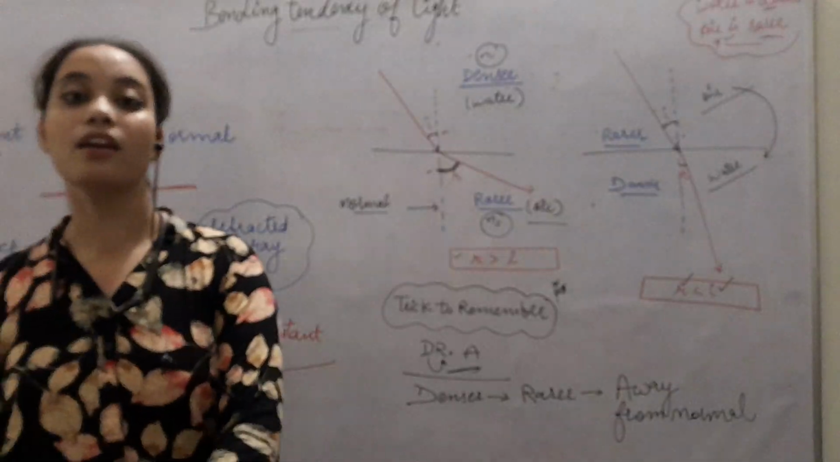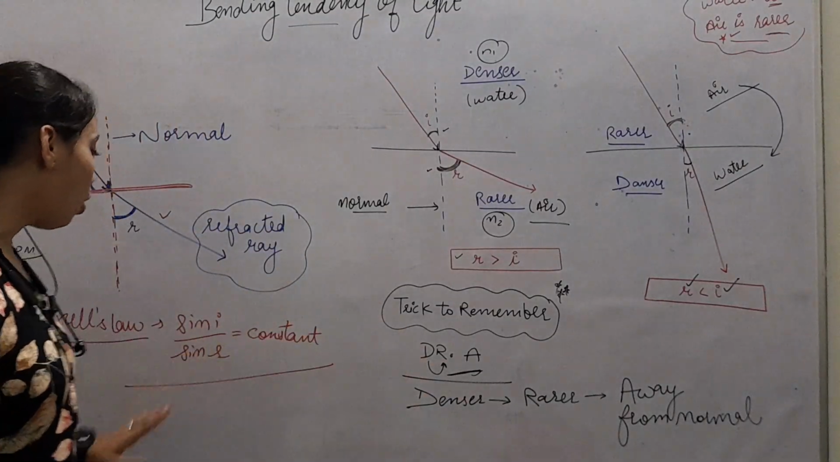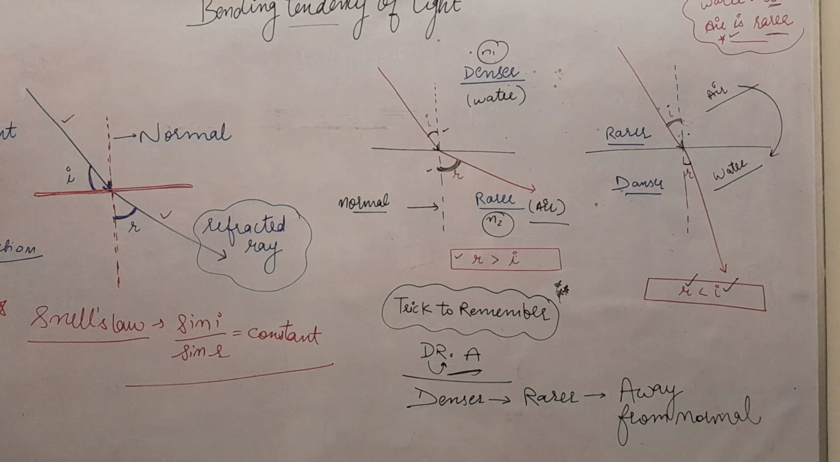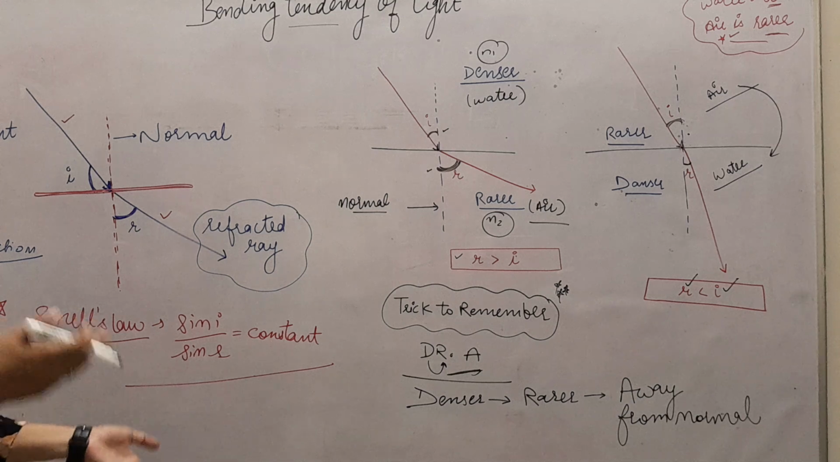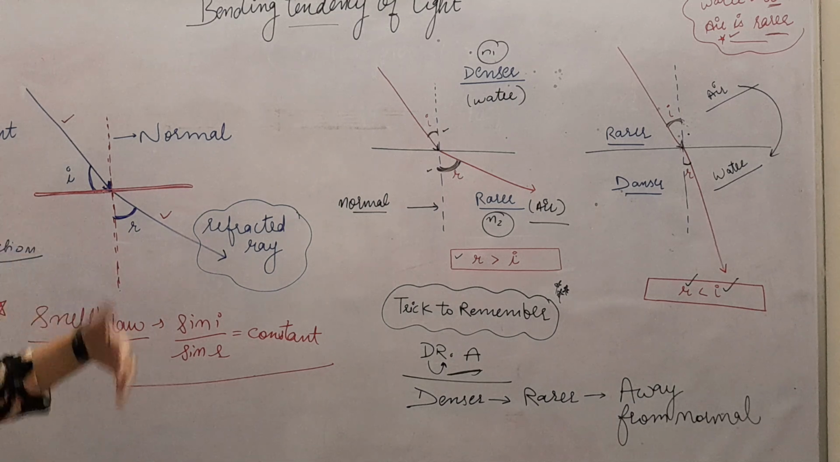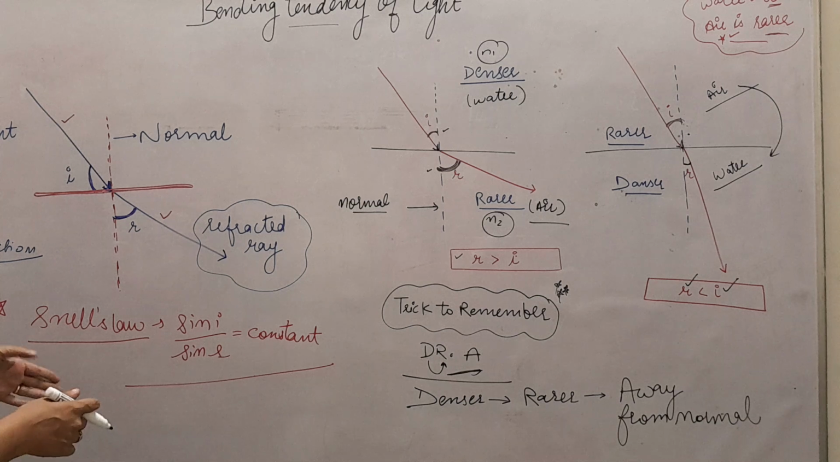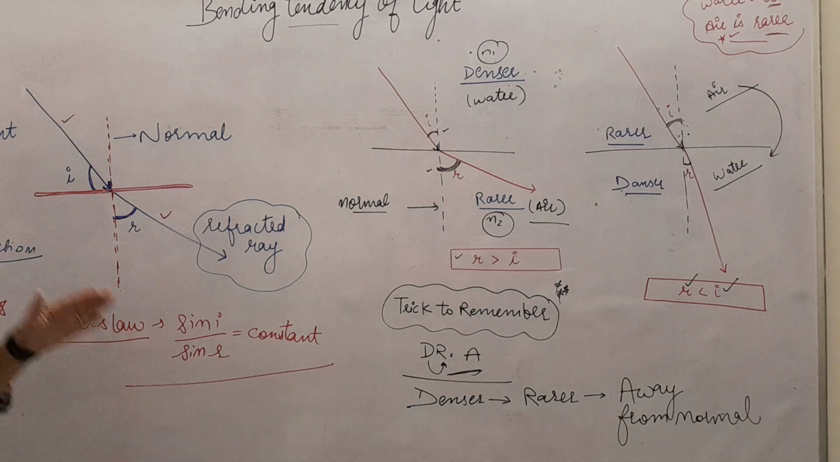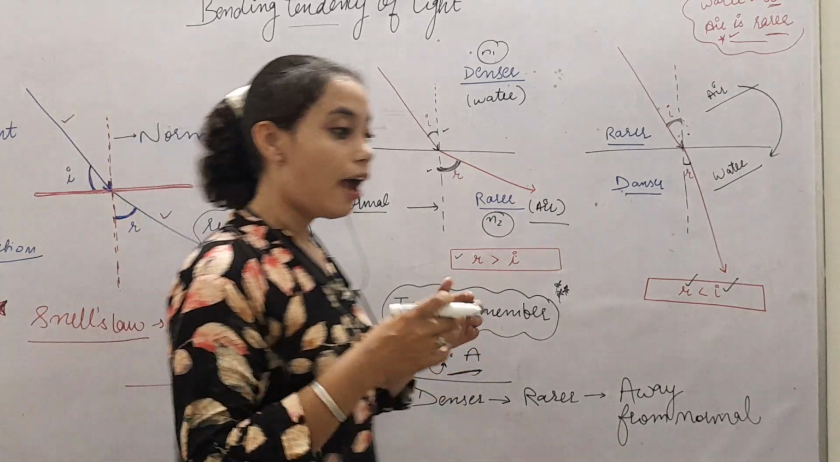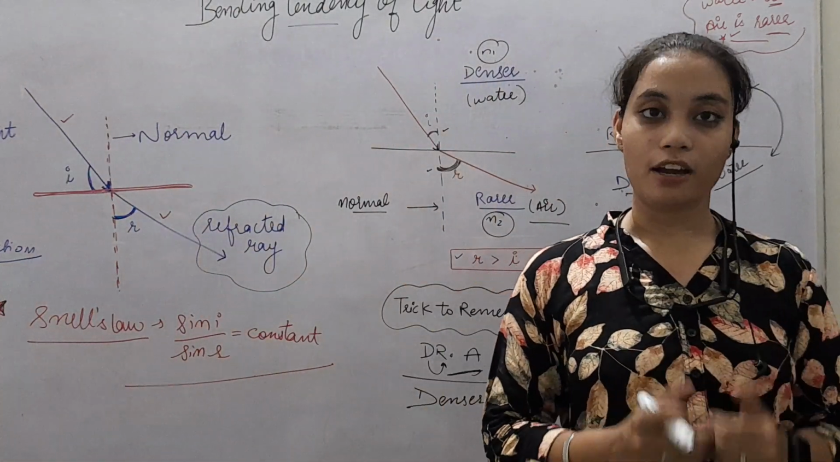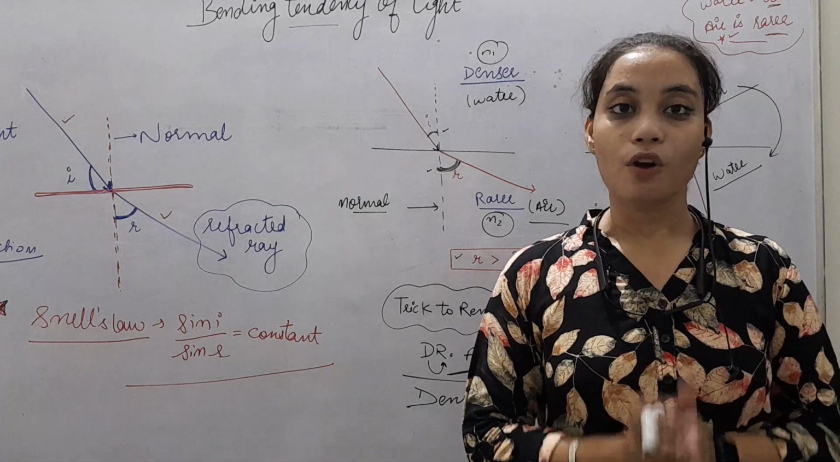Dr. A, denser to rarer, away from normal. And the laws of refraction: the bending tendency of light is called refraction. In the laws of refraction, two laws you can easily understand: the refracted ray, normal ray and incident ray all lie in the same plane, and the other is that angle i is equal to angle r. But the most important law is Snell's law, that is, the ratio of the sine of the angle of incidence to the sine of the angle of refraction is always constant.